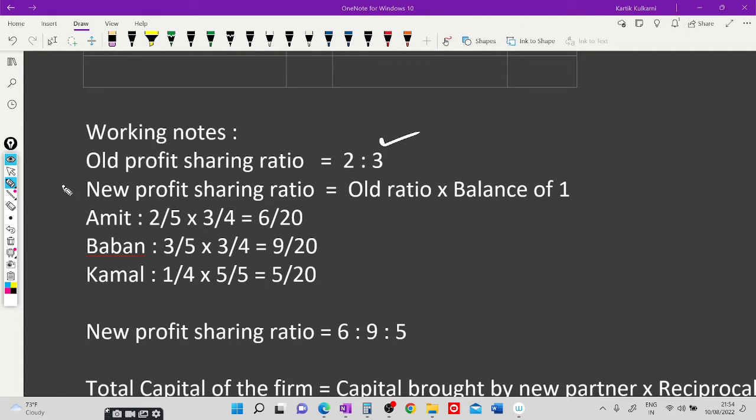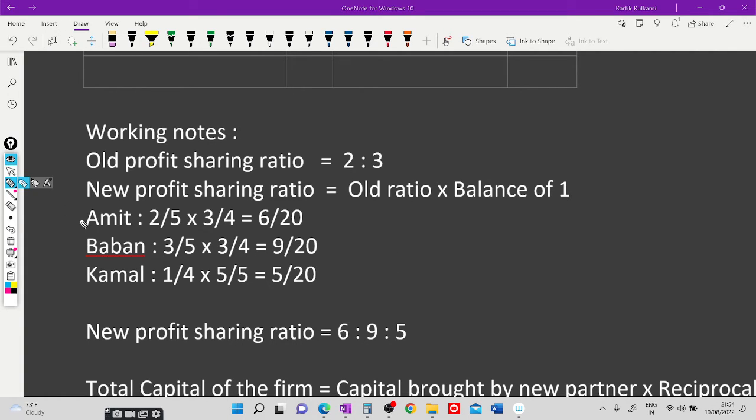What is the formula for new profit sharing ratio? It is old ratio into balance of 1. Now we know that here balance of 1 is 3/4, because Kamal is going to share 1/4 of the future profit. So after removing one part from the total 4 parts, what remains or balance is 3 of 4 parts. So applying this formula, old ratio into balance of 1, we will calculate the new ratio for each individual partner.